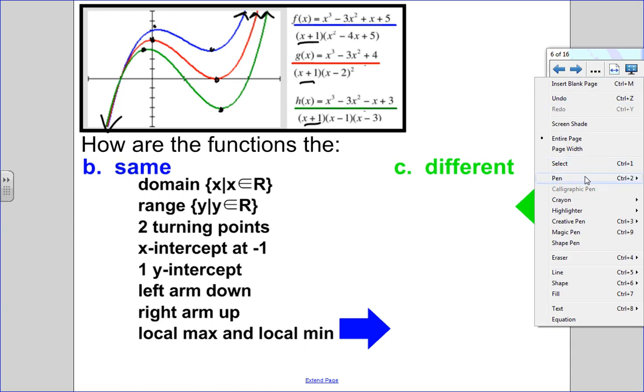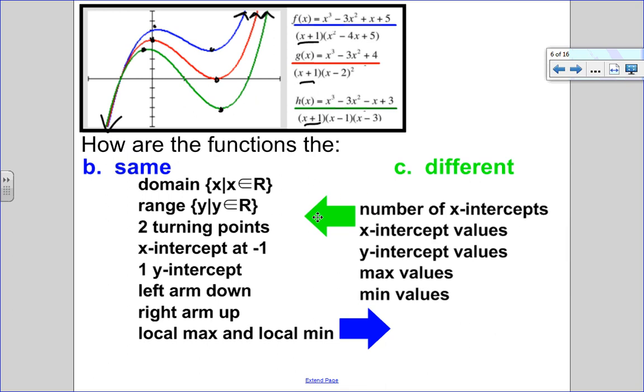They're a lot more the same than they are different. So let's look at how they are different. They're different in that they all have a different number of x-intercepts and they occur at different places. They all have a y-intercept, but they're all different values, and they all have different max and min values.